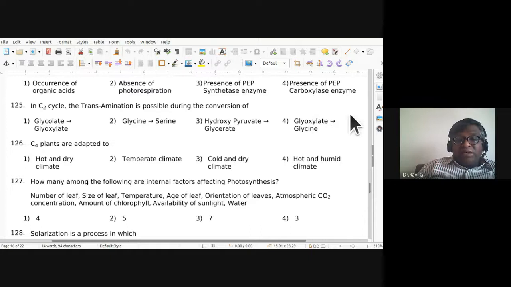Glycine is an amino acid. So we should understand that transamination is the transfer of an amino group. So the fourth is the correct option, glyoxylate to glycine.